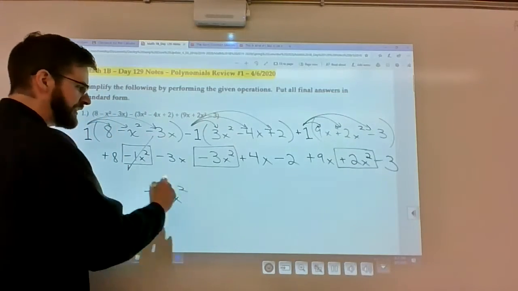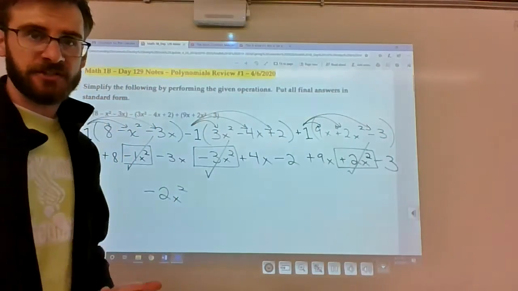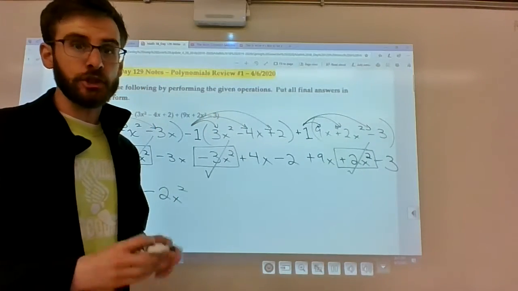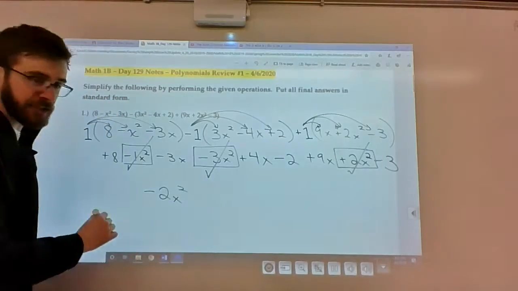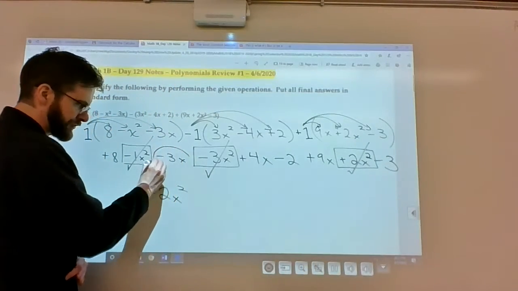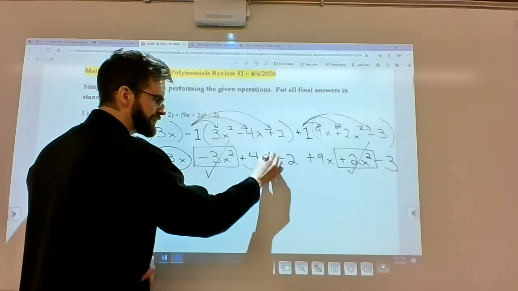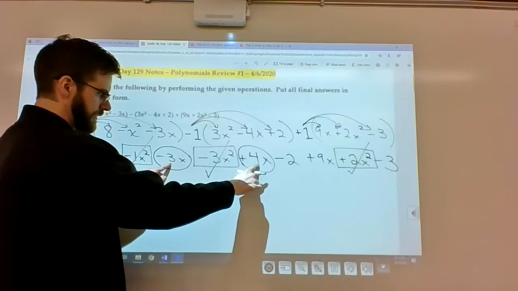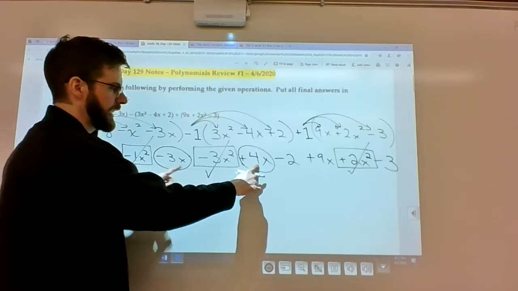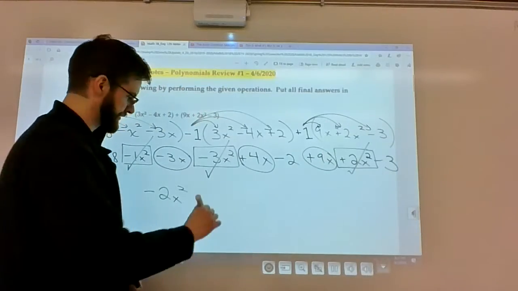So all these are taken care of, and now you move on to the next term, so to speak. The next term would be the x's. I'll use a different shape. I'll circle it. Negative 3x plus 4x is positive 1x. Plus 9x is positive 10x.